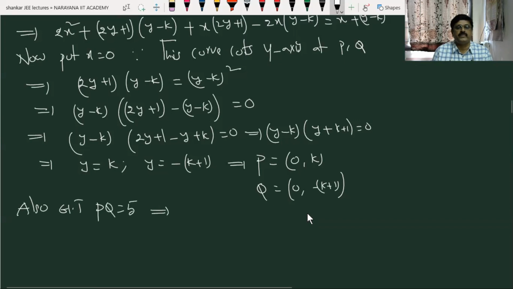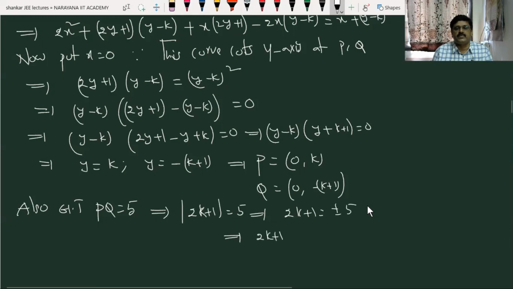Also given that PQ is equal to 5 students. So I'm going to measure the distance between P and Q. See the ordinates students here. Minus k plus 1, this is minus of k plus 1, that is k. So finally what is coming there students? 2k plus 1. Of course, I have to take modulus students. So modulus of 2k plus 1 is equal to 5. Implies 2k plus 1 is equal to plus minus 5.